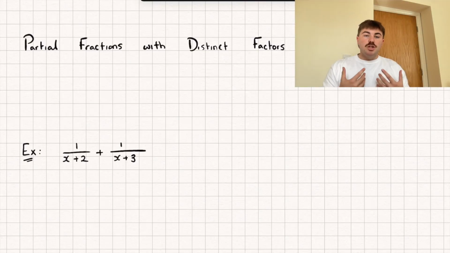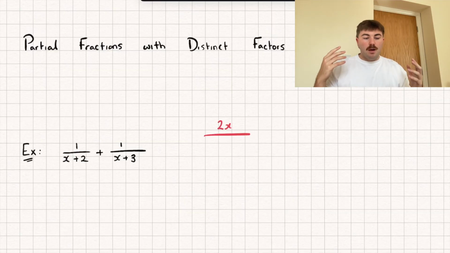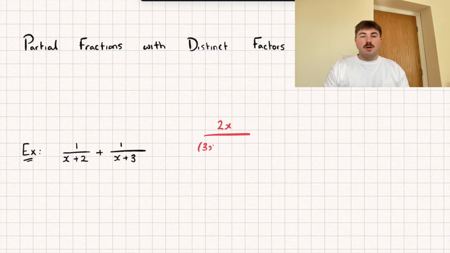Hello, in this video I'm going to show you how to calculate partial fractions with distinct factors. Now all this means, it sounds a bit weird, but it just means that on the denominator of your fraction, the terms you've got multiplied together are all unique. So for example, you could have 2x over 3x plus 1 multiplied by 2x plus 4. They're different things. You don't have the same thing repeated on the denominator.